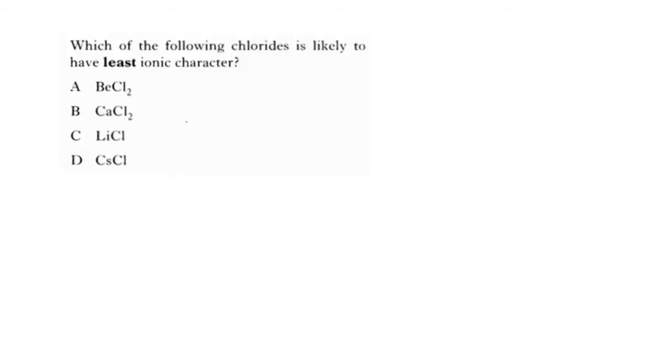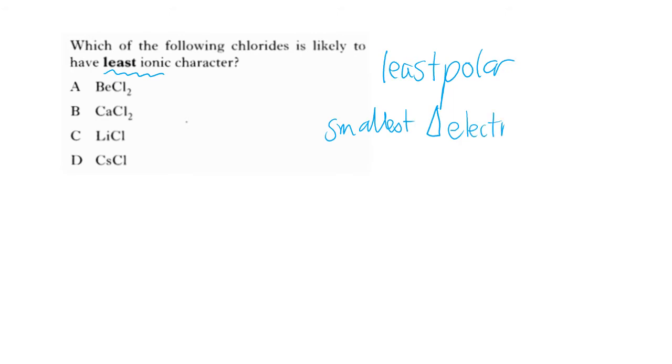For these questions, we're asked which one has the least ionic. So least ionic means least polar. So we're looking for our smallest difference in electronegativity. So you have to turn to, I think it's page 12 in the data booklet, and look up all those different electronegativities. Now they all have chlorine, and chlorine has an electronegativity of 3.2. So we just need to look at the other ones.